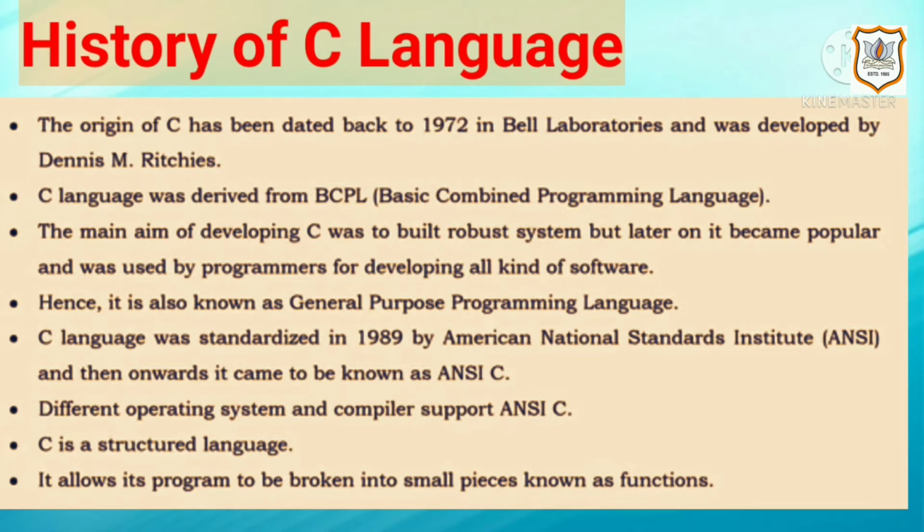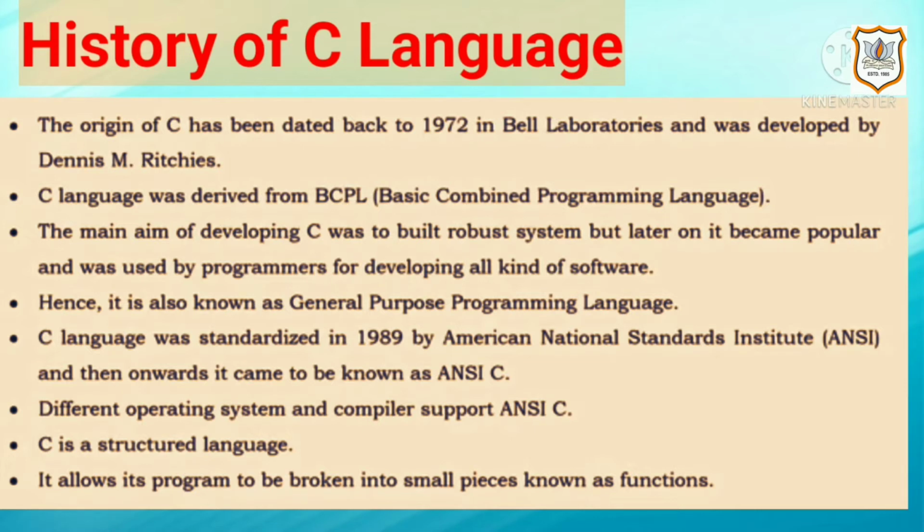C language was standardized in 1989 by American National Standard Institute (ANSI), and then onwards it came to be known as ANSI C. Different operating system and compilers support ANSI C.